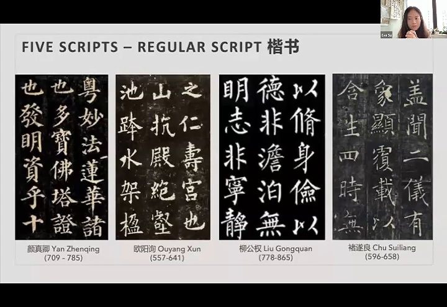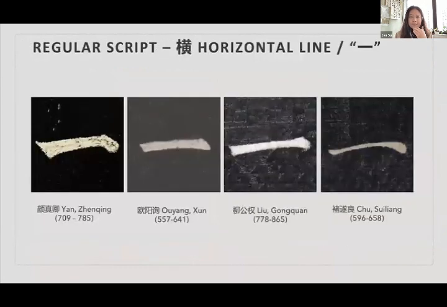All these four calligraphers, the masters, have their own styles in this specific script. They are all regular script, but they have their own styles, so they have different appearances in shape, as you see here. For you to have a better look at these four styles, I selected a hen, a horizontal line, for each person. This hen is also the Chinese character for one, correspondingly from the last slide.